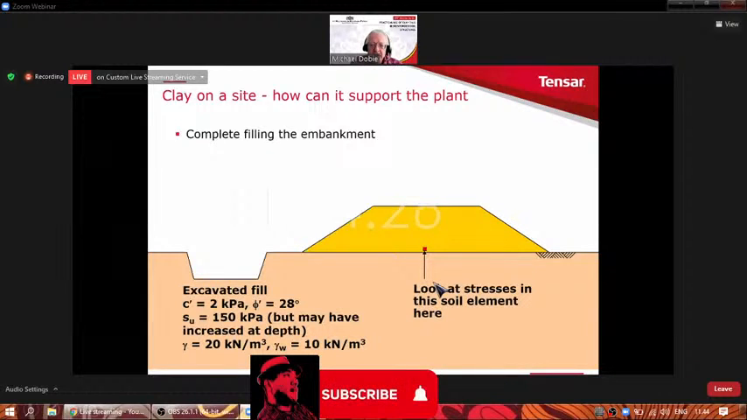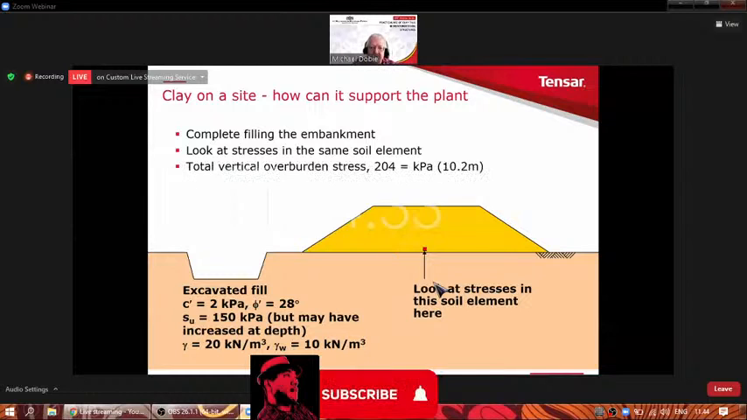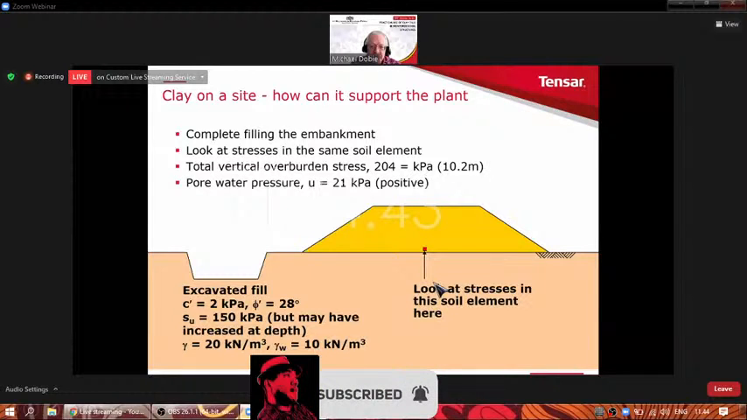But in this situation, I can use our formula again to look at the stresses and the pore pressure in that element. And the total overburden stress is now 204 kilopascals because it's 10.2 meters high. And we find that the pore pressure has just become positive. In that situation, it's just 21 kilopascals. So you can see how the pore pressure has changed due to the undrained application of the load above the soil element.